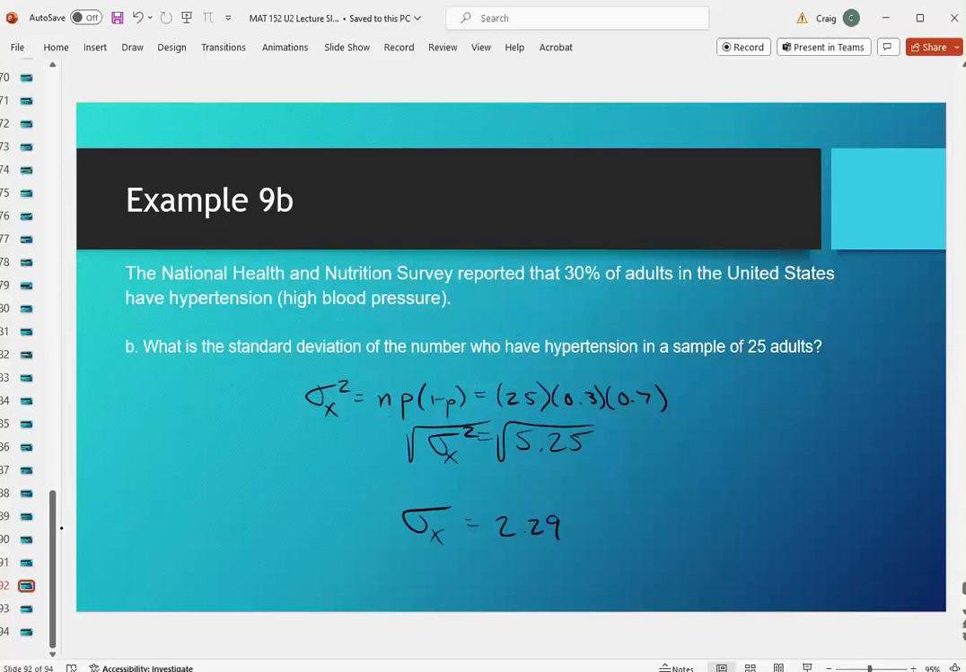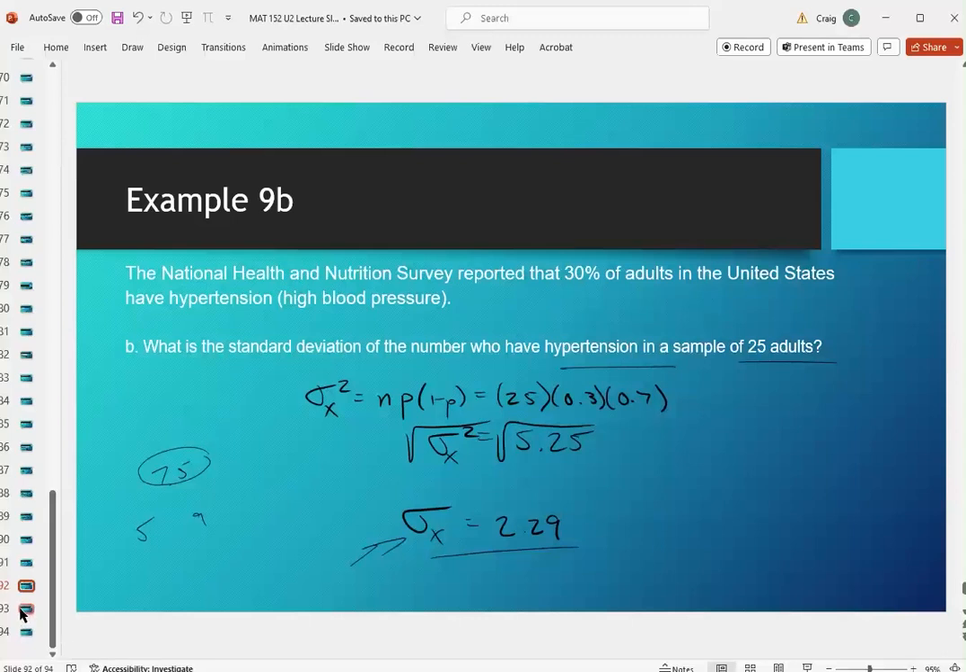And so we'd expect about 70% or 68%, right, if you think about the empirical rule, plus or minus 1 standard deviation would fall within that range. So you'd expect that 70% of the time, you'd choose between about 5 and 9 people with hypertension if we were to randomly sample 25. This is our expected value, and the standard deviation tells us how the expected value will deviate.